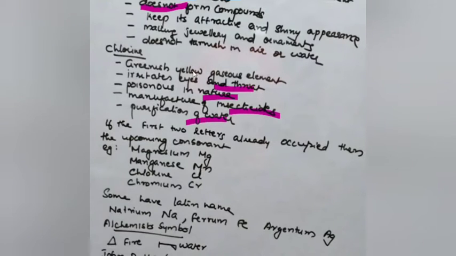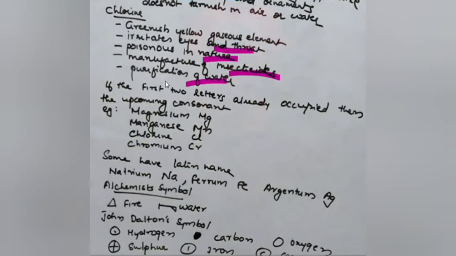So these are all included in chlorine. It is a gas, greenish yellow in color, irritates the eye and throat, poisonous in nature. Then it is used in the manufacture of insecticides and also for purification of water.